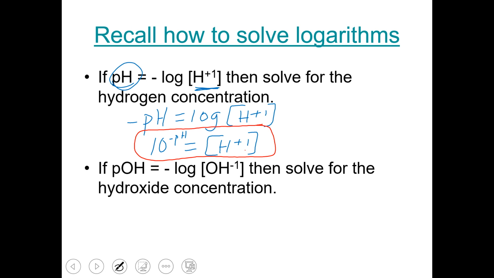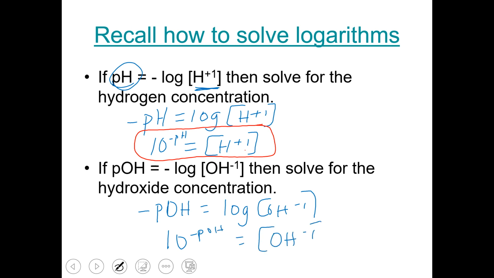Likewise, you can do that with the pOH equation. We can solve for our log. This is pOH, then, is equal to the negative log of the hydroxide. Remember, these are base 10 logs. So that's why when I take the antilog, it's 10 to the negative pOH, and that'll give me the hydroxide ion concentration. Again, this is another equation that's going to be very handy moving forward.